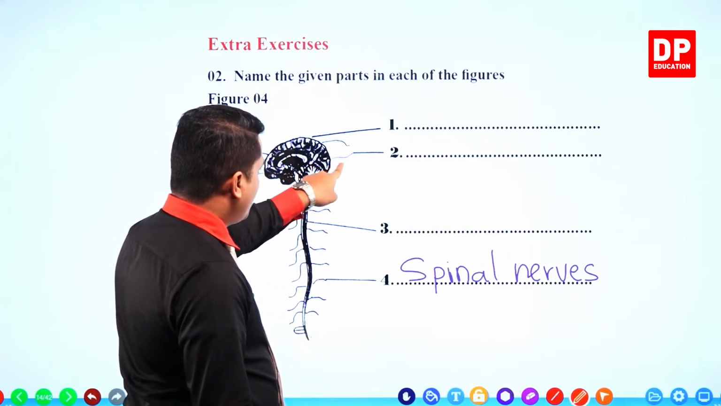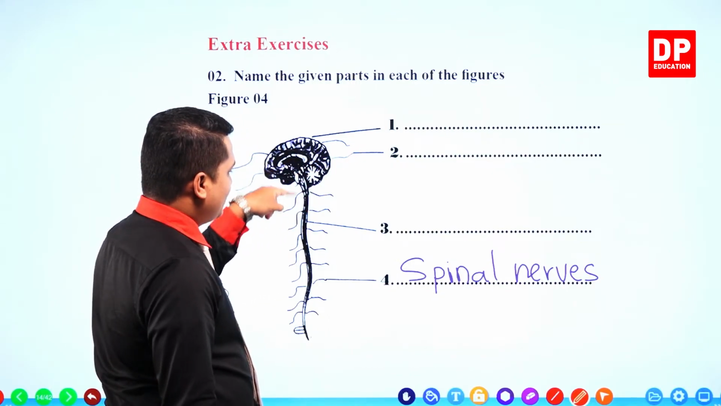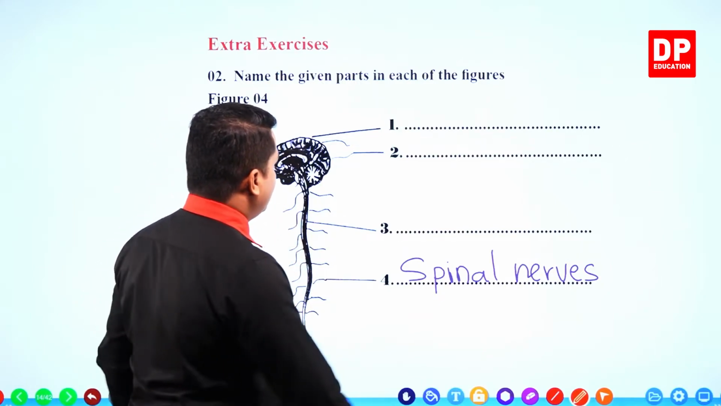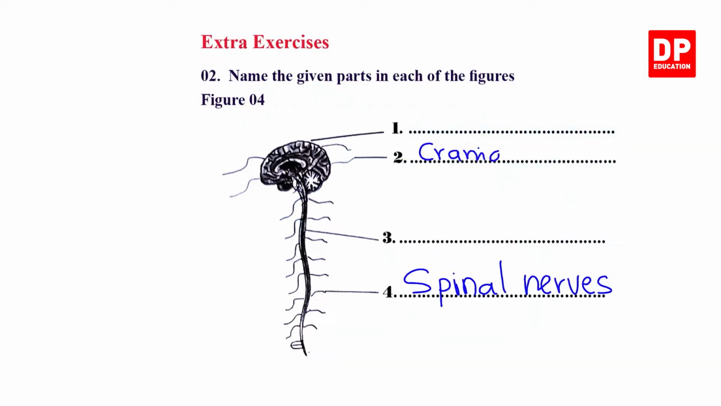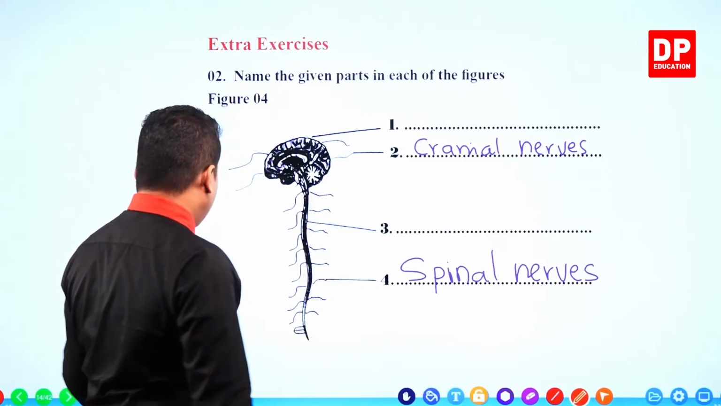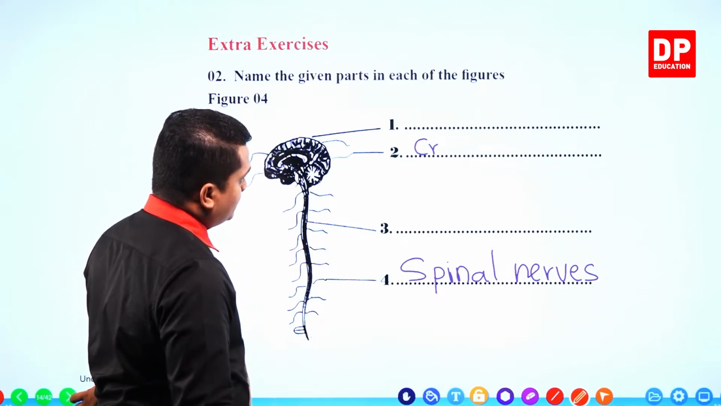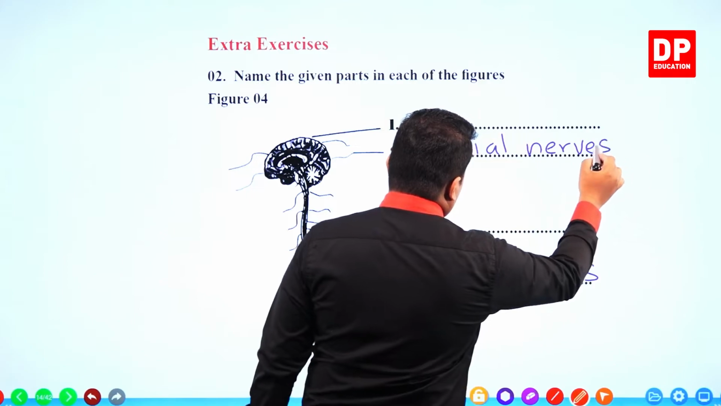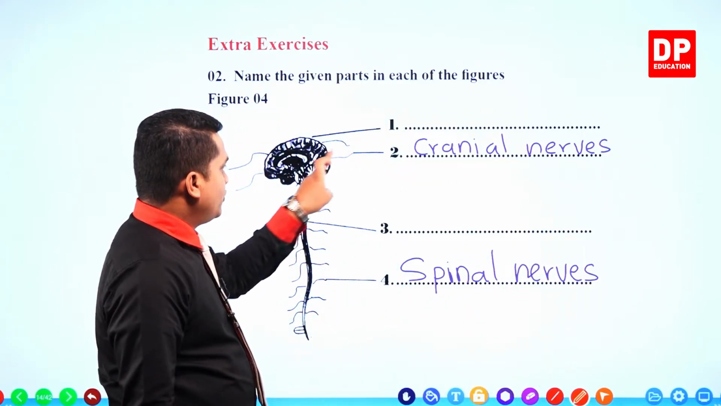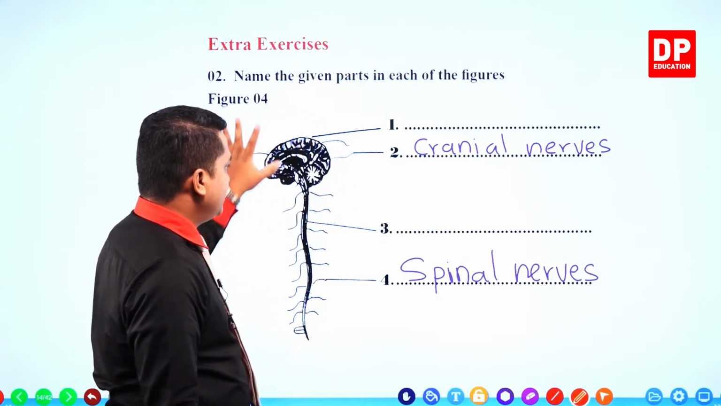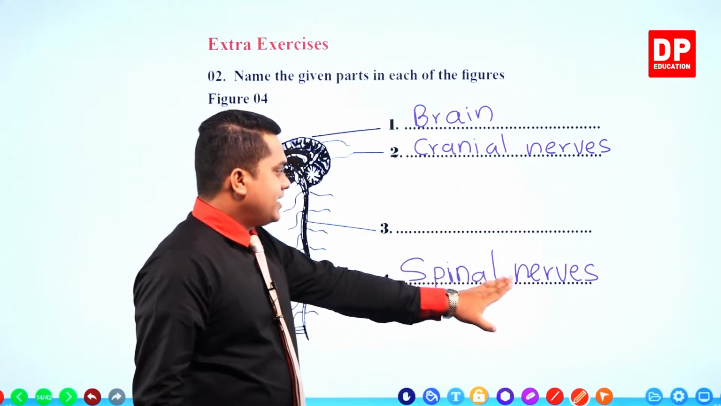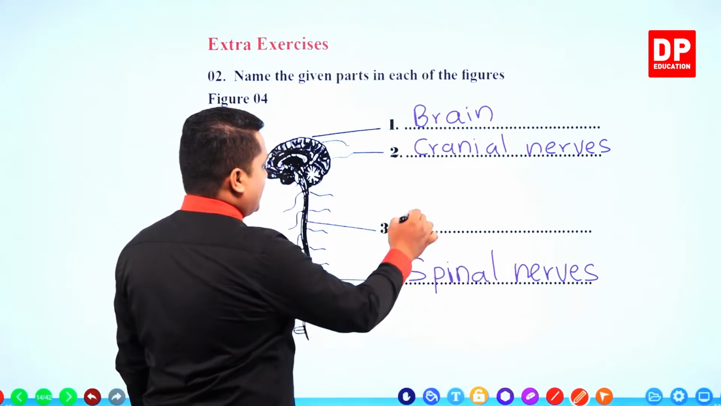Number 2, this nerve is arising from the brain. If it is arising from the brain, then it is referred to as the cranial nerves. So, if number 2 is a cranial nerve, then number 1 is the brain. If number 4 is the spinal nerve, then number 3 is the spinal cord.